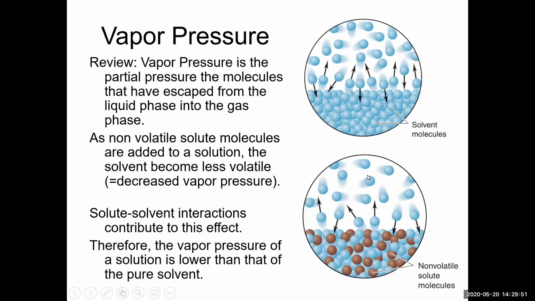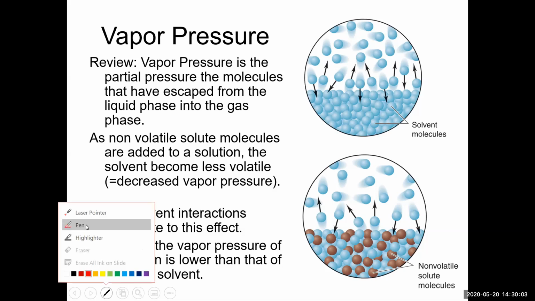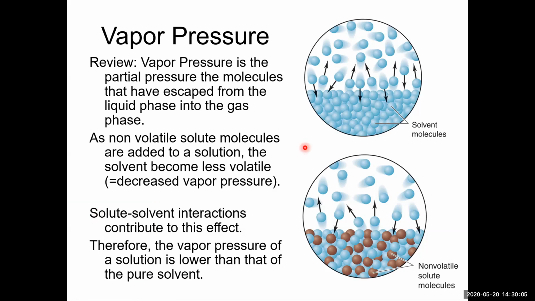Then if you add a solute to your solution, let's say you're putting some sugar into some water, the vapor pressure will be lower than it was originally up here. So you have lowered the vapor pressure by dissolving that solute in there.